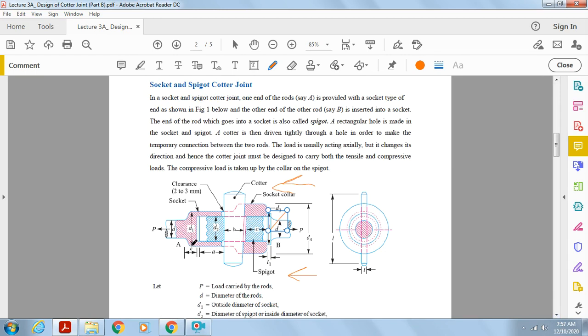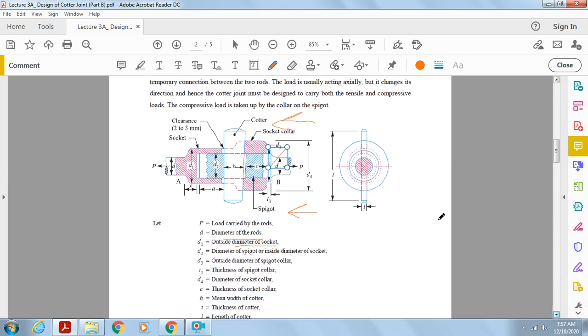First of all, P is the load carried by the rods. Small d is the diameter of the rods. D1 is the outside diameter of the socket. D2 is the inside diameter of the socket, and within this diameter the spigot is entered. So the diameter of the spigot is equal to the inside diameter of the socket, and that is denoted by D2. D3 is the outside diameter of the spigot collar. This one is D3.